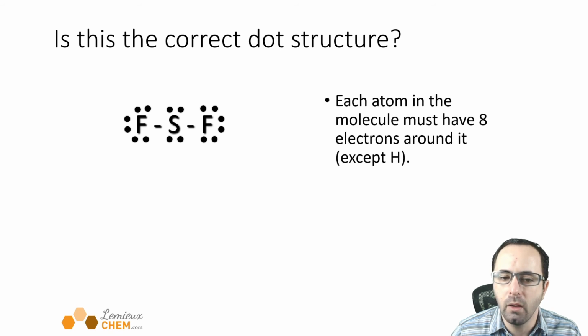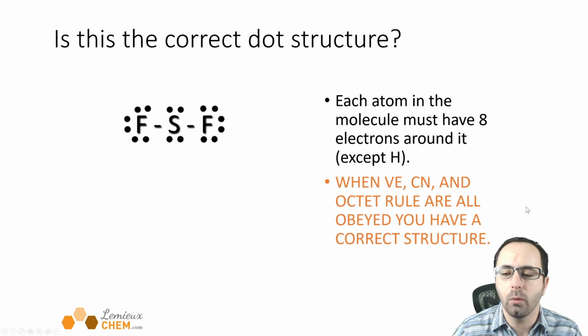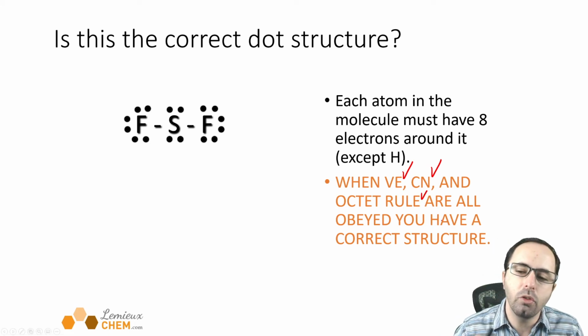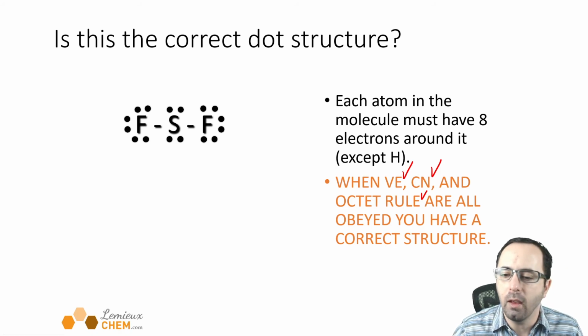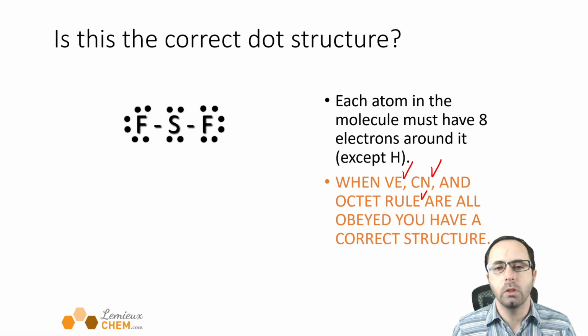Finally, does each atom have an octet? Okay, well, we have 2, 4, 6, 8 around this fluorine, 2, 4, 6, 8 around this fluorine, and then finally 2, 4, 6, 8 around this sulfur. So we have checked the total number of valence electrons, that checked. We checked the covalence number, that checked, and we checked that they all obeyed the octet rule. If you check those 3 things and they all check out, you're right. You know you're right. You don't need me to tell you you're right.